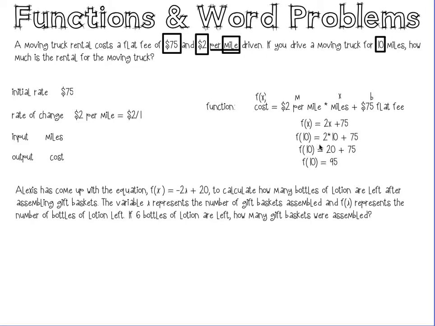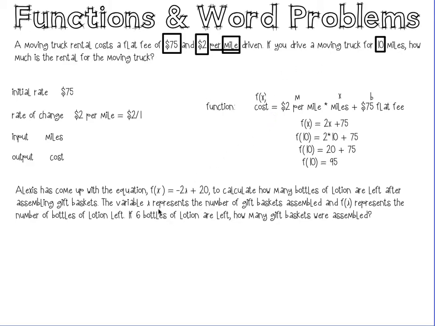So f of 10 is equal to 2 times 10 plus 75. I know 2 times 10 is 20, plus 75 gives me 95, so f of 10 is equal to 95. So it'll cost $95 for me to rent this truck and drive it 10 miles.